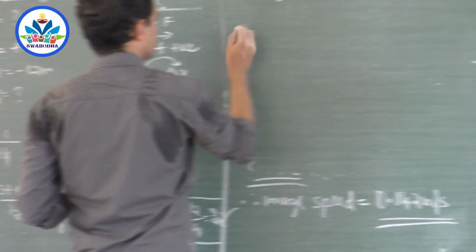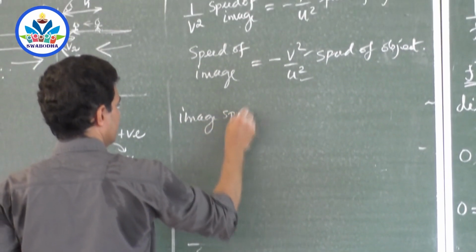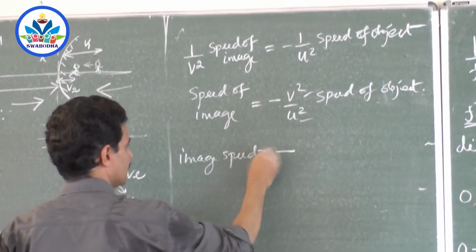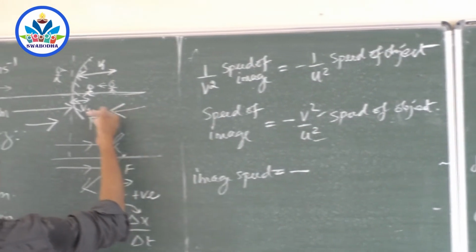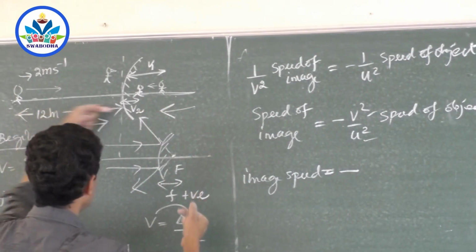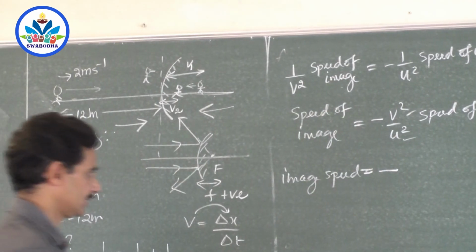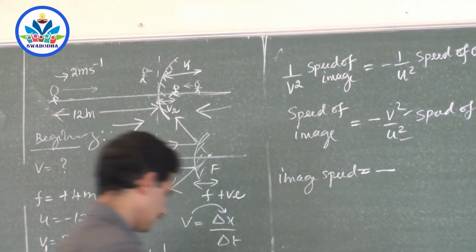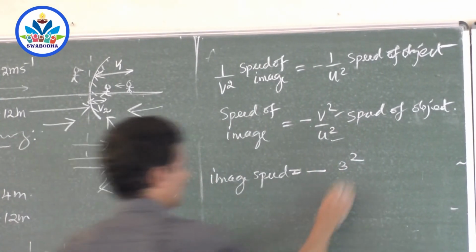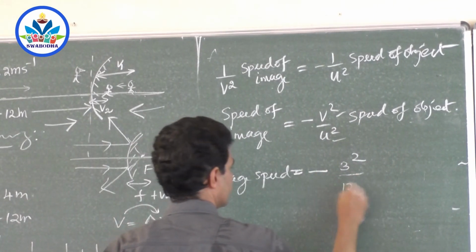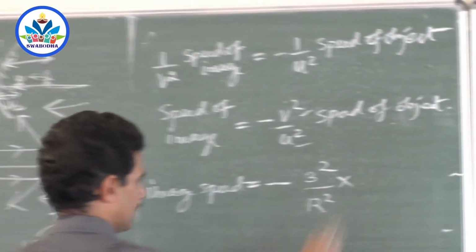Speed of the image. So image speed is equal to, and we are finally retained with a negative sign. Very simple. Why it is negative? When the object is coming in this direction, image is coming in the, object is coming in the positive x-axis, image is coming in the negative x-axis. So it is in the opposite direction. Minus of v square. V square is 3 square, image distance square, divided by object distance square, 12 square, into speed of the object. Speed it is given 2 meters per second, 2.